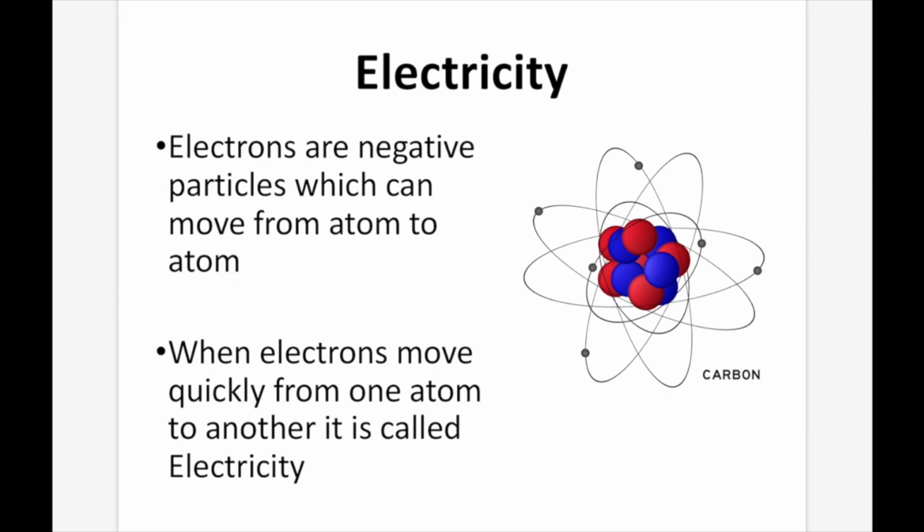So if you have another atom over here, let's draw another atom like that. I'll draw some electrons over here. So if we take our electrons and we move them from here to here, that movement of electrons is called electricity.